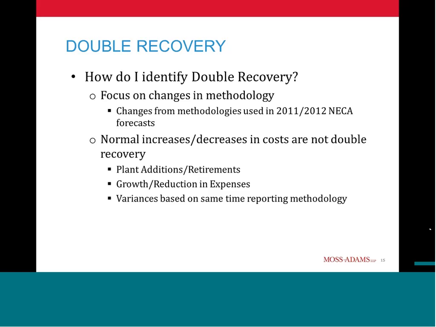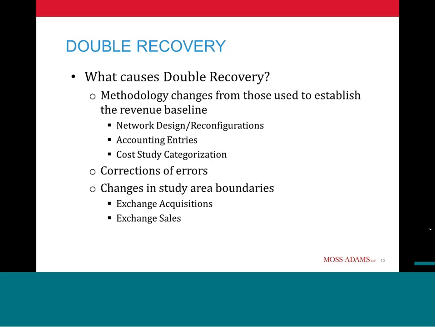So some examples of that is you may add new investment in plant, or you may retire existing investment in plant. That's not a change in methodology, so it doesn't constitute double recovery. I already mentioned the growth or reduction in expenses. And then you could also have variations or variances in how your costs are recorded due to a different time reporting methodology. So those are items that are generally not considered for double recovery.